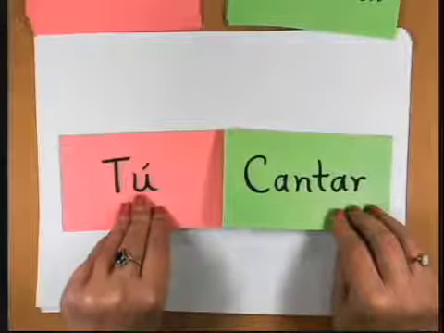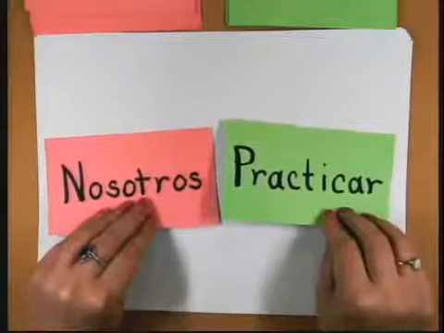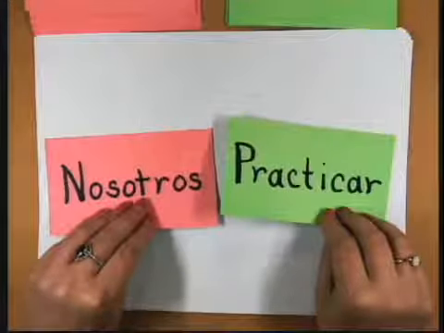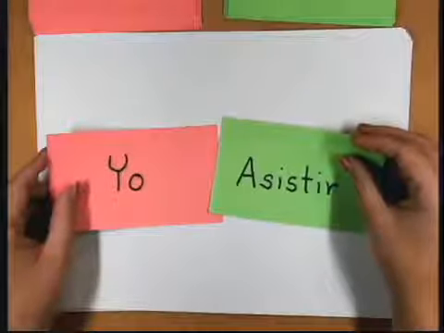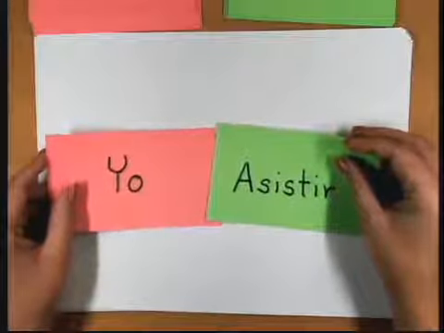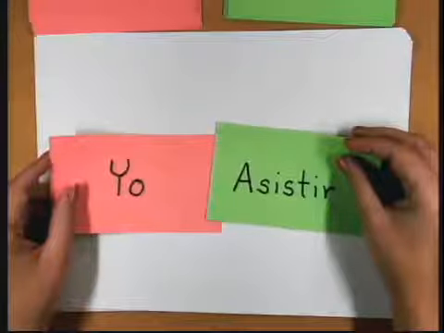Tú, cantar. Tú cantas en la ducha. You sing in the shower. Tú cantas en la ducha. Remember, tú goes with S. Nosotros, practicar. Nosotros practicamos el golf. We play golf. Okay? Es un ejemplo. It's just an example. Yo, asistir. Yo asisto a la reunión. I attend. Asistir is not to assist. It means to attend. Yo asisto a la reunión means I attend the meeting. Okay, yo asisto. Yo, O. Remember that.